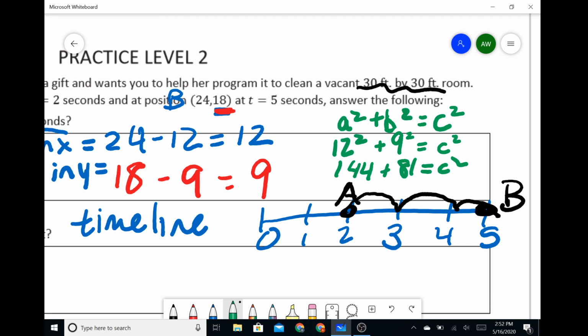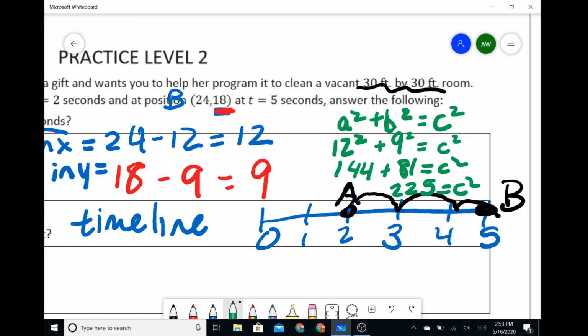Now, if we add those together, doing it in my head, I think it's 225 is equal to c squared. I'm going to double check that on my calculator just to make sure I'm not leading y'all astray. So this did 144 plus 81, 225. Brilliant.